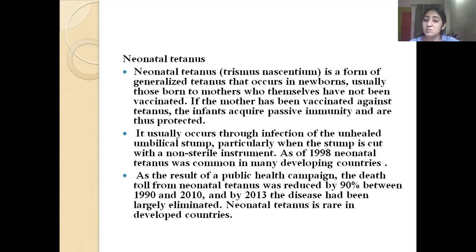As a result of a public health campaign, the death toll from neonatal tetanus was reduced by 90% between 1990 and 2010, and by 2013, the disease had been largely eliminated. That's why during pregnancy, 2 doses of tetanus toxoid vaccine are always given to the pregnant mother. Neonatal tetanus is rare in developed countries.